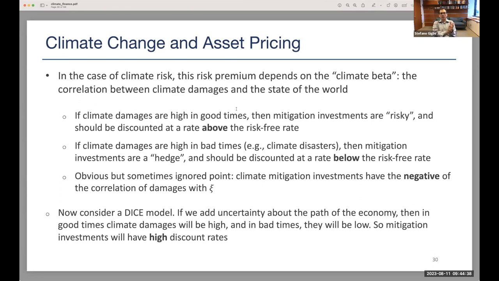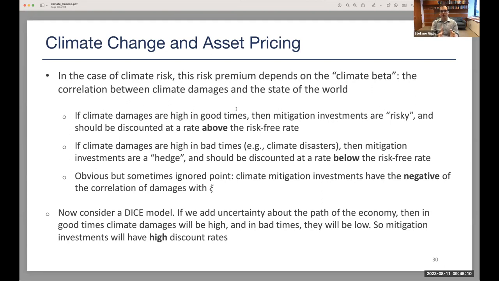We'll talk a little bit about what this means. The maybe more natural scenario is when climate damages are high in bad times, for example, because a climate disaster affects the economy. Then when you do mitigation investment, that's like a hedge. It pays off in bad times, or helps reduce the probability of something bad happening, where your marginal utility is high. And so that gets a risk premium, which is below the risk-free rate.